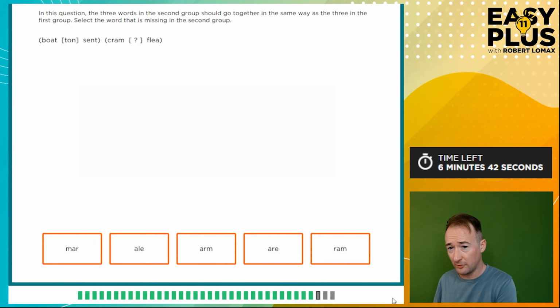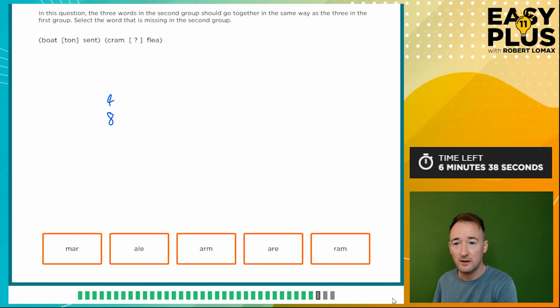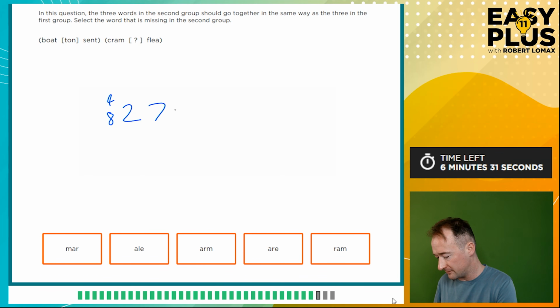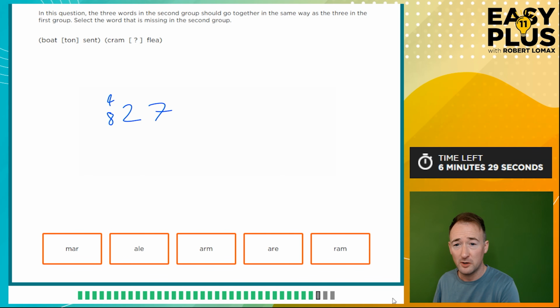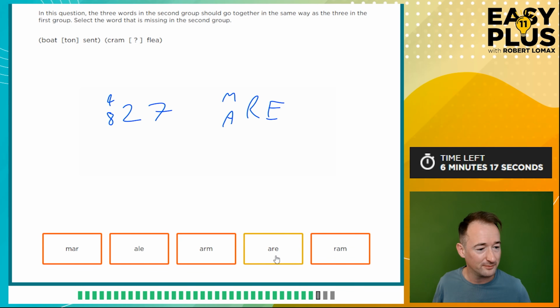T comes from place 4 or place 8. O comes from place 2. And N comes from place 7. Second set of words, place 4 is M, place 8 is A, place 2 is R, and place 7 is E, mr or R. There we are.